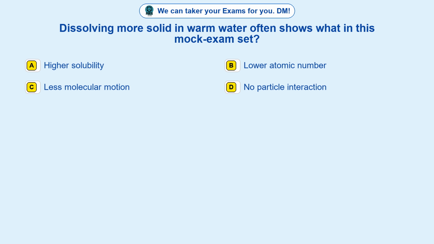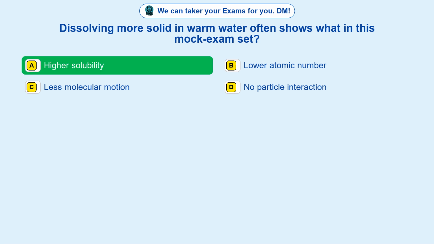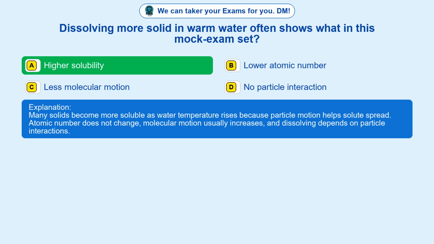Question 54. Dissolving more solid in warm water often shows what in this mock exam set? Option A, higher solubility. Option B, lower atomic number. Option C, less molecular motion. Option D, no particle interaction. The correct answer is option A, higher solubility. Many solids become more soluble as water temperature rises because particle motion helps solute spread. Atomic number does not change, molecular motion usually increases, and dissolving depends on particle interactions.